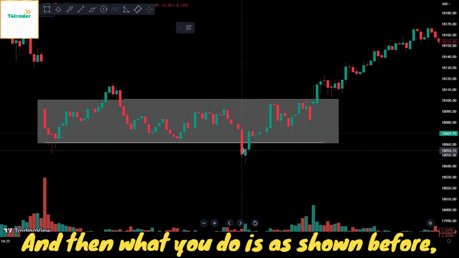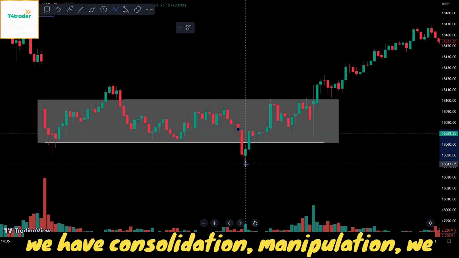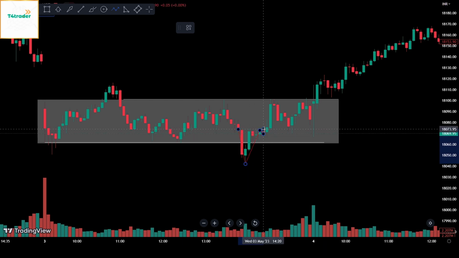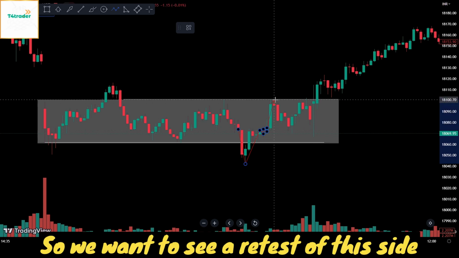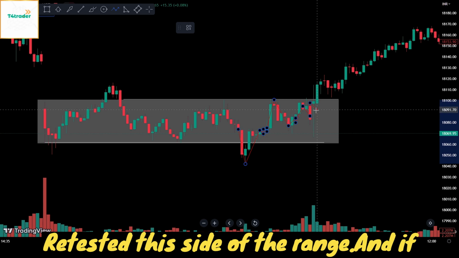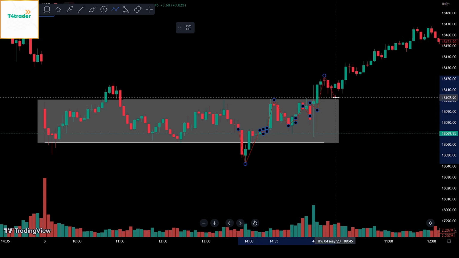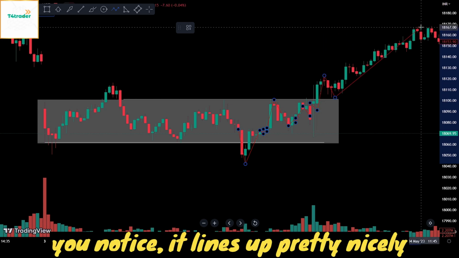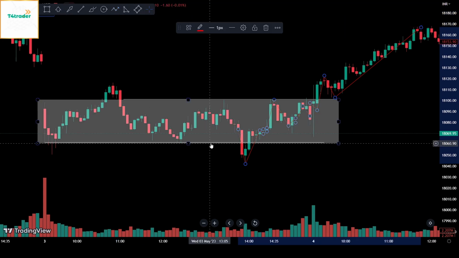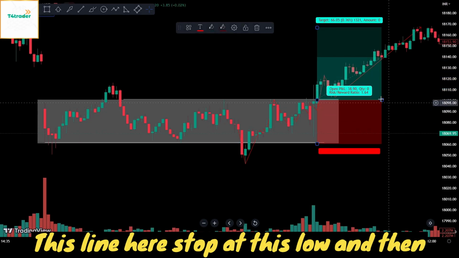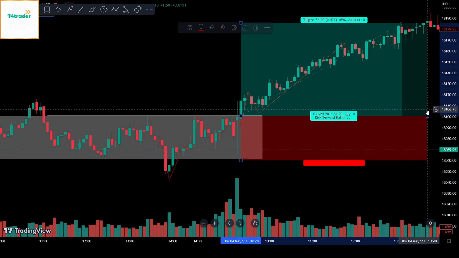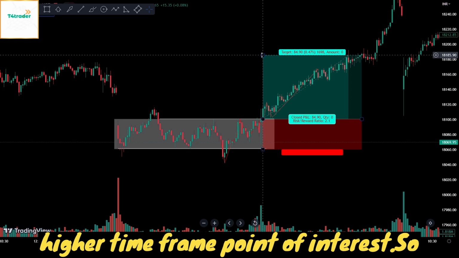And then what you do is as shown before, we have consolidation, manipulation, we want some distribution. So we want to see a retest of this side of the range. What do we get? Retested this side of the range. And if you notice, it lines up pretty nicely with an ICT setup and your entry would be this line here. Stop at this low and then you'd want to target the first high right there. Or higher if you have a higher time frame point of interest.